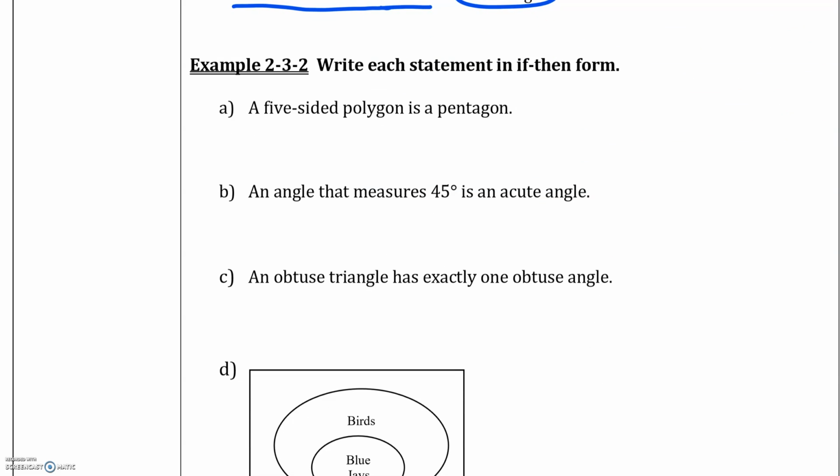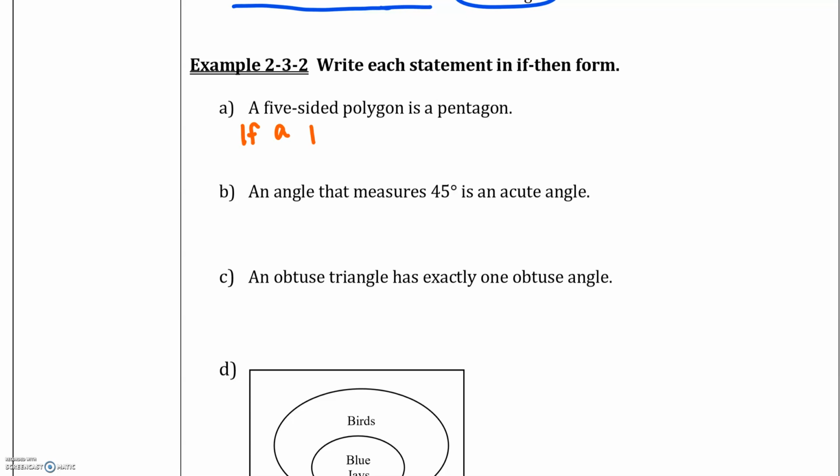So starting with A, we need to also make sure that we are talking about if it's a figure, if it's an animal, if it's what it is, before we just say if and make it sound like proper English. So we're not going to say if 5-sided polygon. That doesn't sound like a complete sentence. So we're going to say if a polygon has 5 sides, then it's a pentagon. So we want to make it sound right.